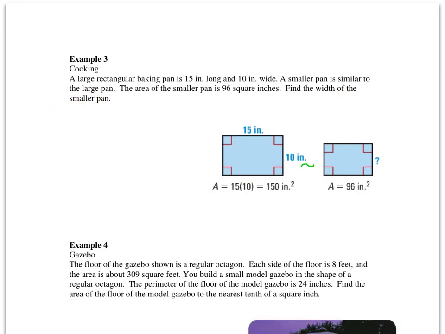Now here, area for this rectangle is going to be length times width, which they did right here. So they didn't tell us in words, but we know the area of this larger pan is going to be 150 inches squared. So looking at it, it looks like we can find the area ratio. The question says find the width of the smaller pan, so we're looking for this right here. Well, we know that we can write an area ratio.